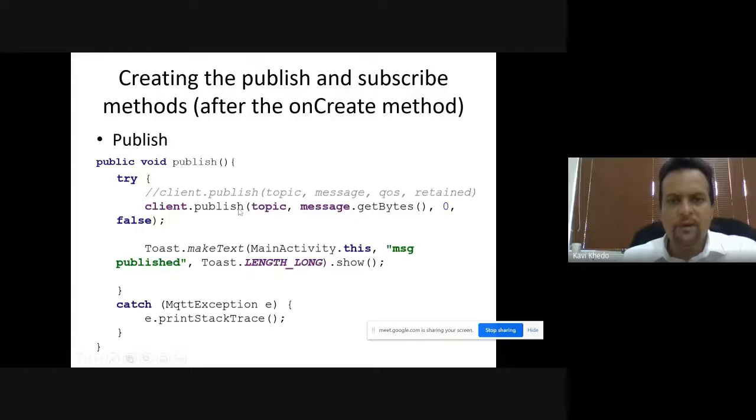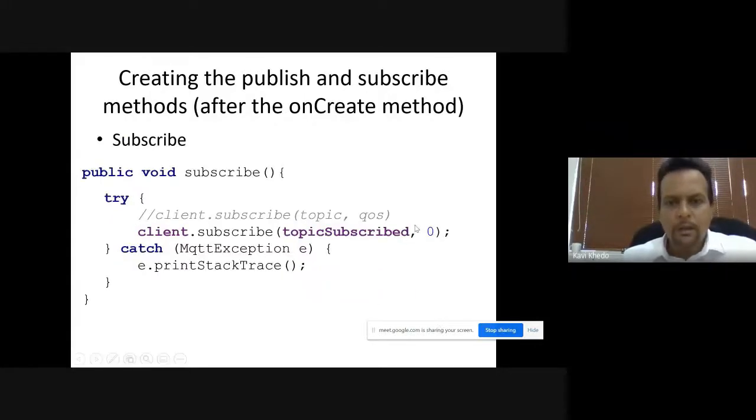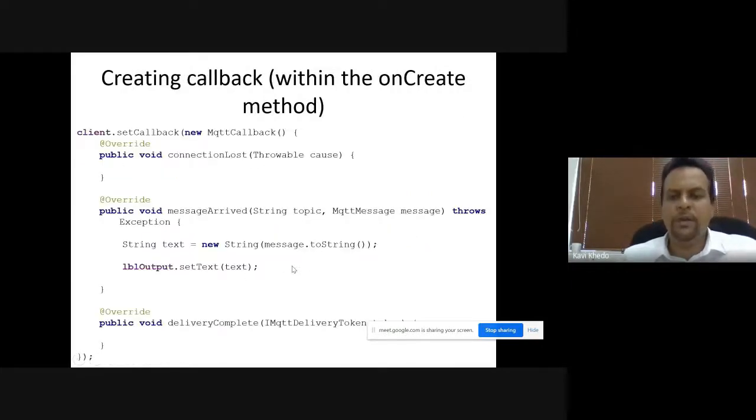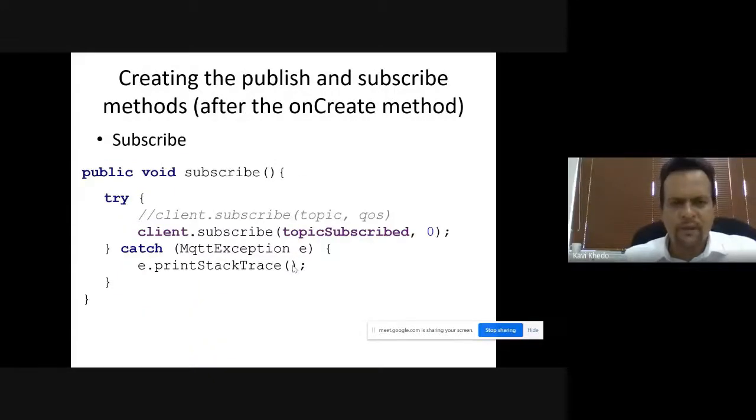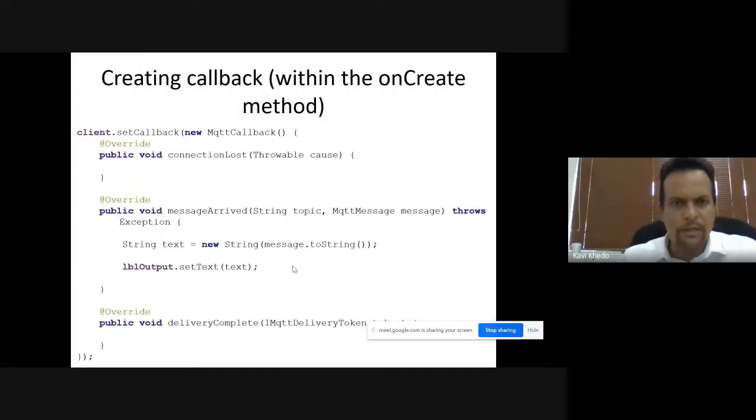For the publish, I need to say which topic I'm publishing to, which message, what is the value, what is the QoS level, what is the retain flag, whether it is true or false. For subscribe, the only thing I need is which topic I'm subscribing to, and the QoS level 0, 1, 2. Okay, this is to subscribe. And obviously you need to link those methods to the buttons. I think I do it somewhere in the code you are going to see.